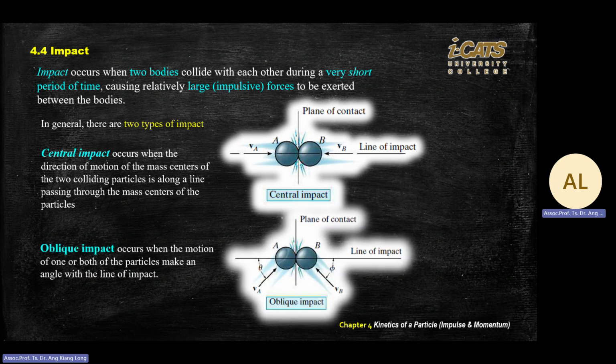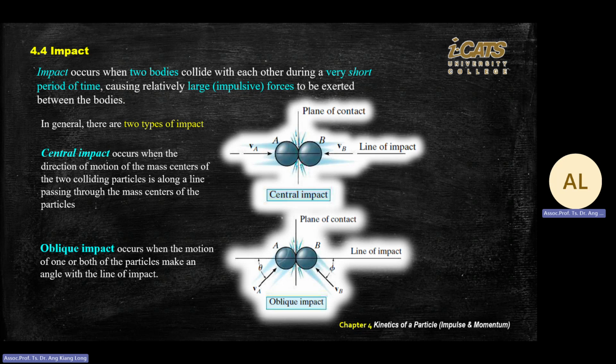Okay, central impact is along the line of impact. The second type is called oblique impact, which is the favorite in your test 2 and final exam. Okay. You observe, if in your test 2 I ask central, in your final exam you will see oblique. If I ask oblique in your test 2, then in the final exam you have central.